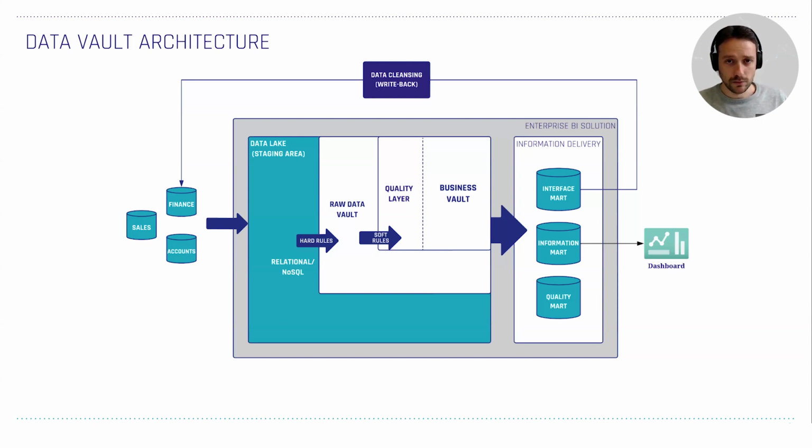And here on the slide, you can see a simplified data vault architecture. Basically, we have the sources, the data lake or staging area, the raw data vault, the business data vault, and the information delivery layer. In the raw data vault, we don't apply any changes to the raw data. That's part of the business data vault or information mart. The same applies for data cleansing. So we consider a data cleansing routine as a business rule.